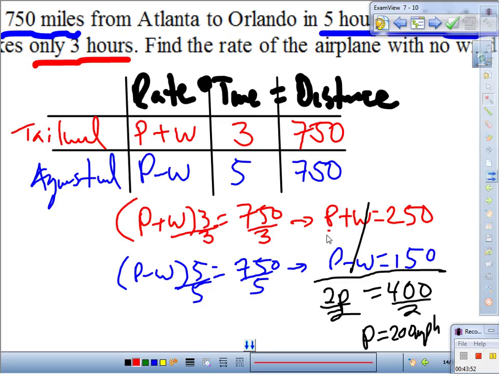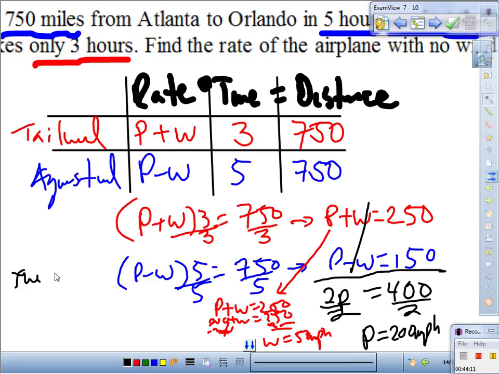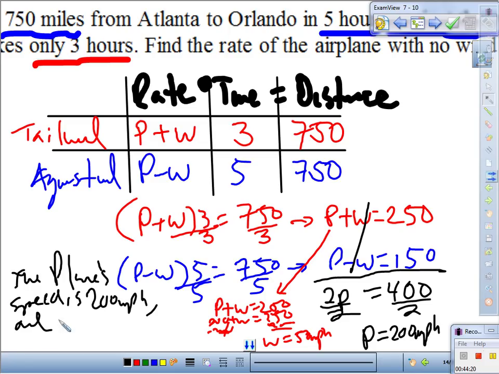From there we grab this one. P plus W equals 250. 200 plus W equals 250, minus 200, minus 200. W equals 50 miles per hour. And your statement: the plane speed is 200 miles per hour and the wind speed is 50 miles per hour. Thank you. Hands, if you got that? Okay.